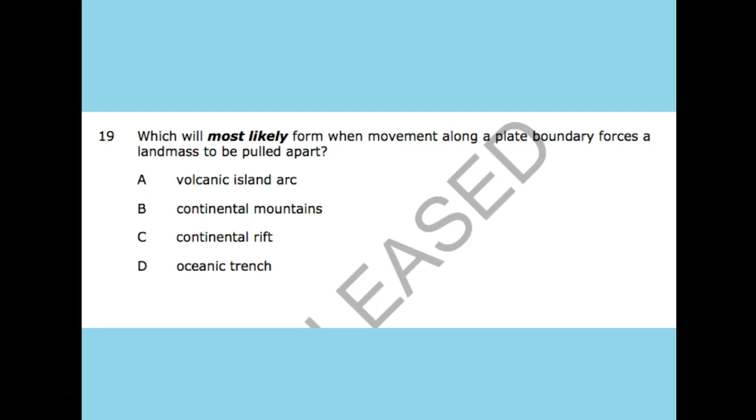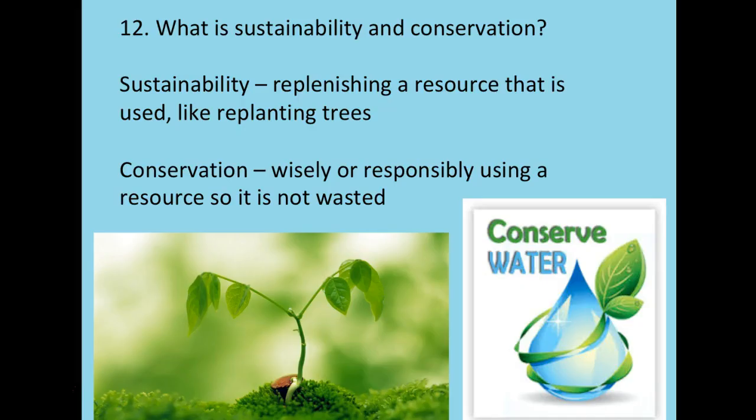Which is most likely going to form when a plate boundary forces land mass to be pulled apart? So this is referring to continental divergence. Land mass pulled apart. This is not using the exact scientific terms for it. It's putting it into kind of definition terms. So when continents pull apart, you're going to have a continental rift.